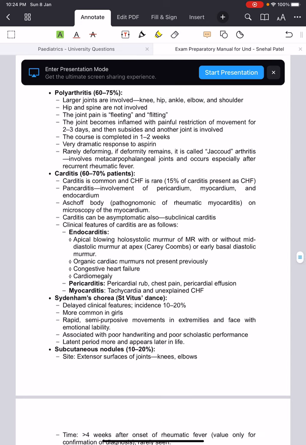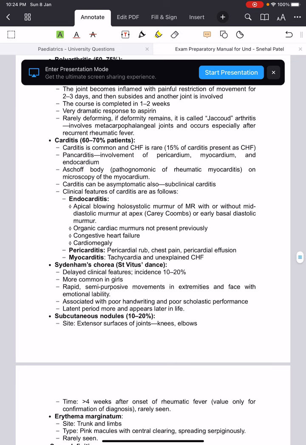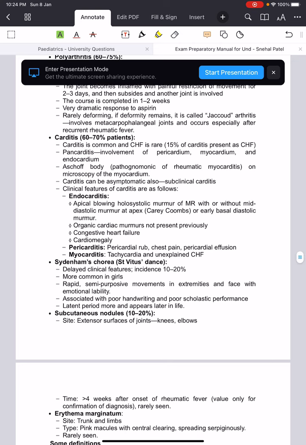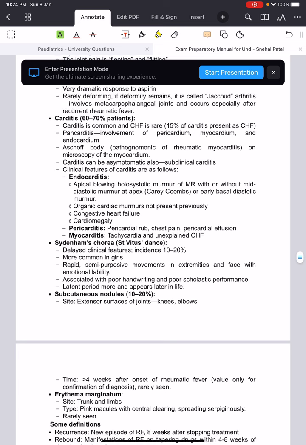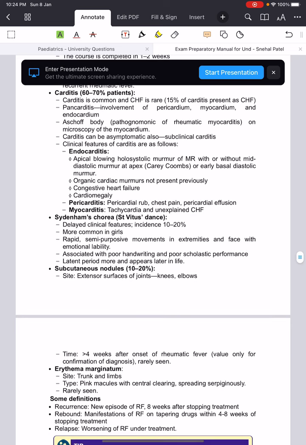Carditis. Carditis is common and CHF is rare. Pancarditis: involvement of pericardium, myocardium and endocardium. All three layers of the heart are involved. Aschoff body on microscopy of myocardium. Aschoff bodies are seen. Carditis can be asymptomatic also. Subclinical carditis. Clinical features of carditis are endocarditis, pericarditis, and myocarditis.